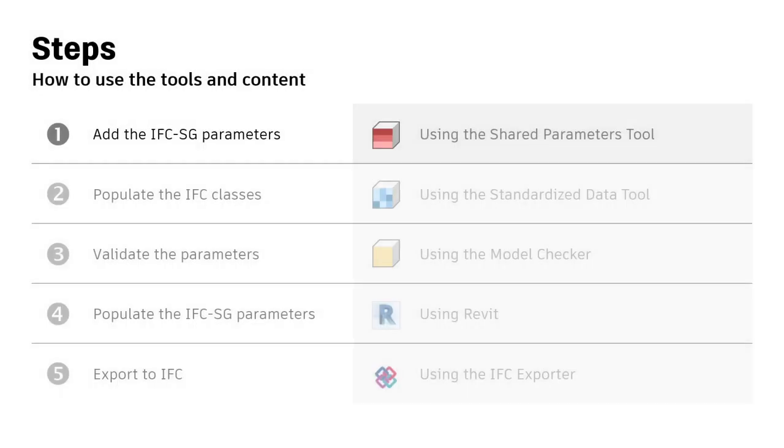Once you've added the IFC-SG parameters to your model, the next step is to populate the IFC classes of the elements in the model. And you'll do this either using the out-of-the-box IFC tools or by using the standardized data tool for Revit.